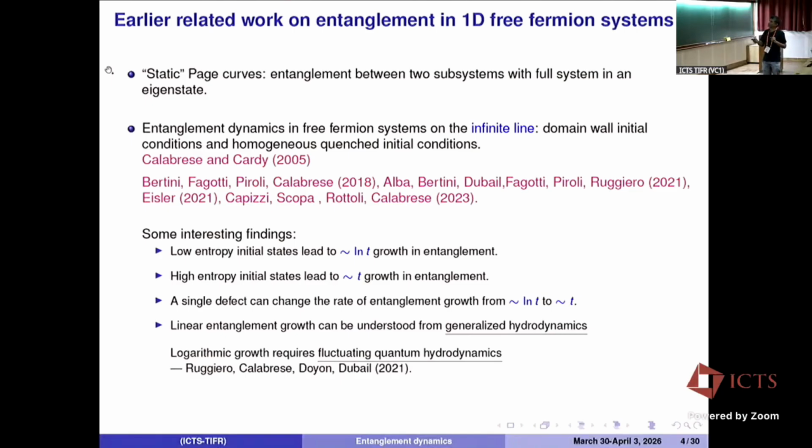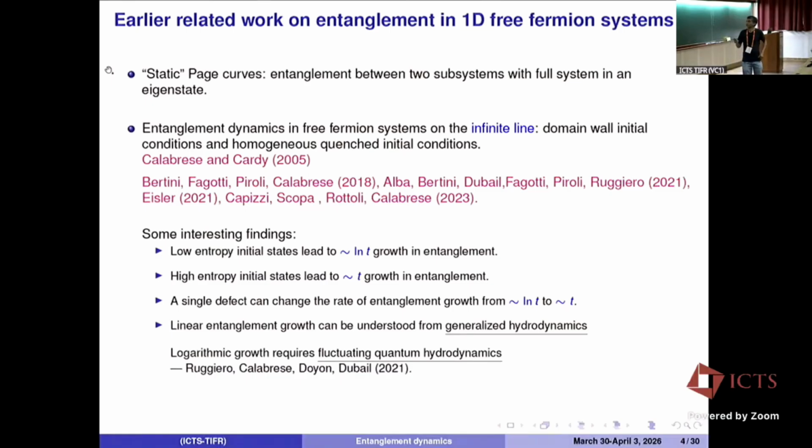what was studied is two kinds of initial conditions. So let's say something known as the domain wall initial condition, where you imagine on the infinite line, on the left half, it's fully filled with fermions, and on the right, it's completely empty. Okay, so this is like a domain wall. And then you ask what's the entanglement between these two halves. Okay, or you can start with, let's say, a homogeneous initial condition, but you then suddenly change the Hamiltonian, and then the system evolves and you ask about the entanglement between two halves.